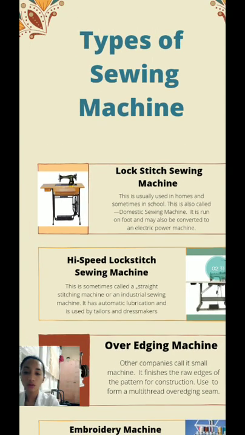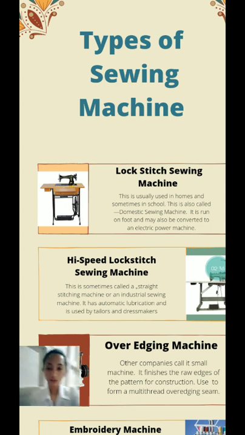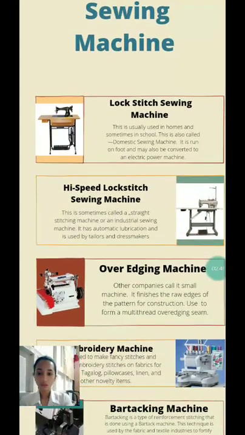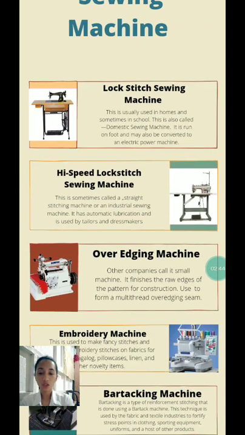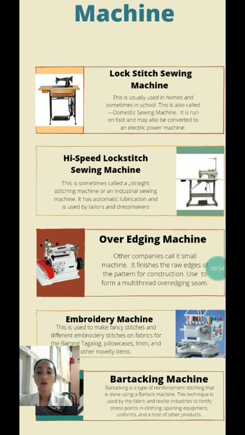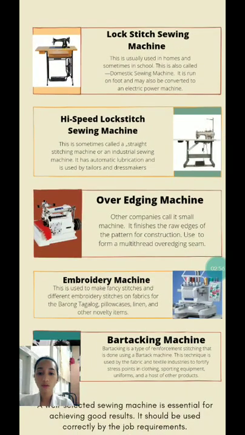So next is the over edging machine. Other companies call it a small machine. It finishes the raw edges of the pattern for construction, used to form a multi-thread over edging seam. While the embroidery machine is used to make fancy stitches and different embroidery stitches on fabrics for the Barong Tagalog, pillowcase, linen, and other novelty items.